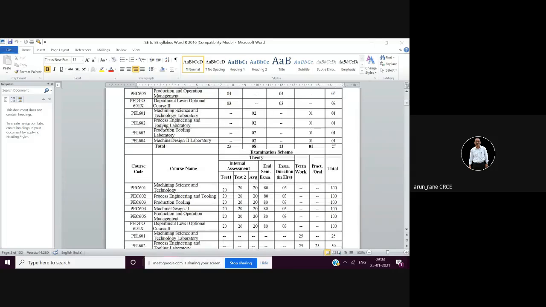Then you have lab, and the course code for the lab is PL602. That is L for lab. And you'll be having 2 hours of practicals per week. And the credit for this is 1. So altogether you will have 5 credits for PET.